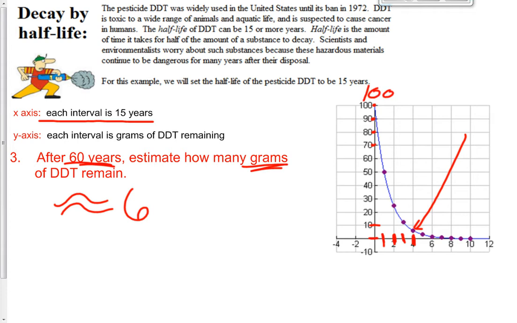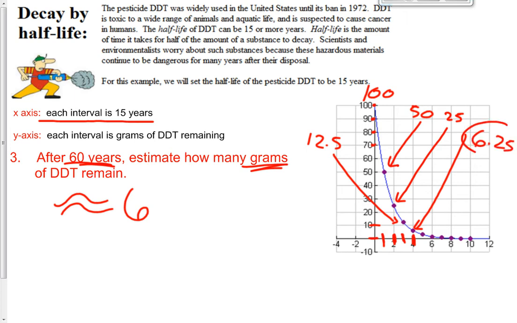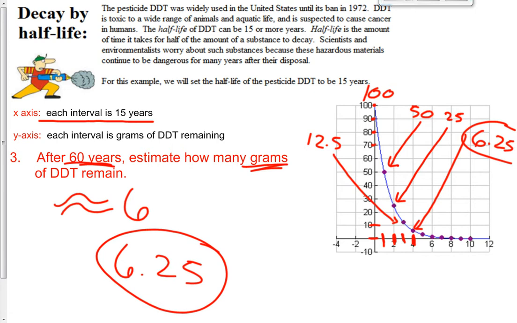If there's 100 grams in the soil, after 15 years, half of it is gone, and that point is 50. Then after 15 more years, that 50 grams turns into 25 grams. After 15 more years, that 25 grams is 12.5 grams. Then after 15 more years, which is 60 years later, half of 12.5 is 6.25. So that is the exact answer we're looking for. After 60 years, there's 6.25 grams of DDT left. So that's a little bit of what we're looking at with this lesson.